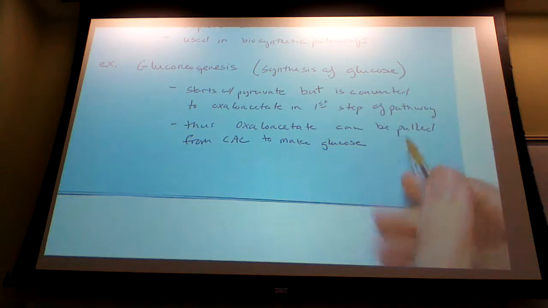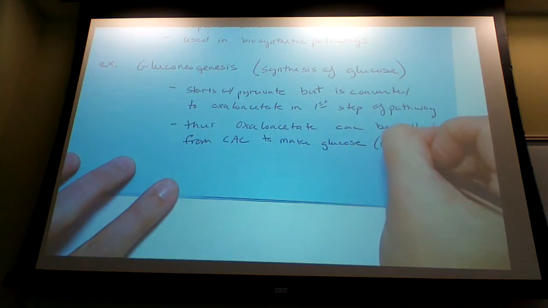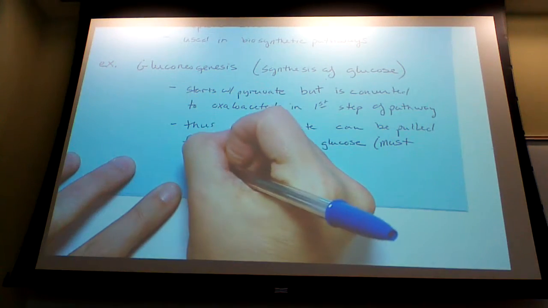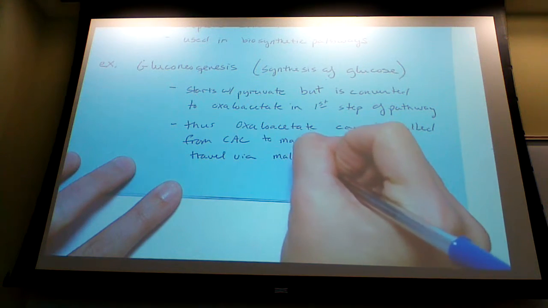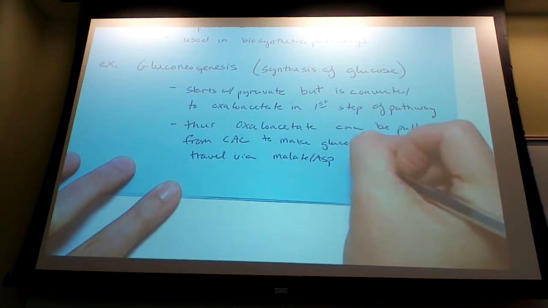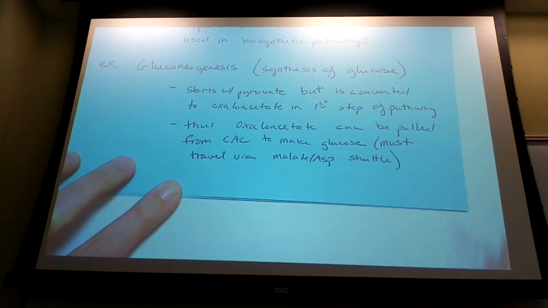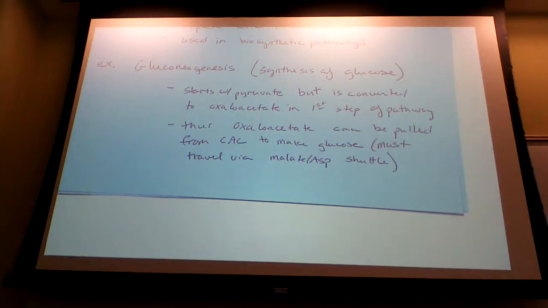Shuttle, yeah. So it must travel via the malate aspartate shuttle. Oxaloacetate gets converted to malate. Malate can cross the membrane, and then malate gets turned back into oxaloacetate. But I can deplete citric acid cycle intermediates to synthesize glucose. If I'm desperate for glucose, I can do that.